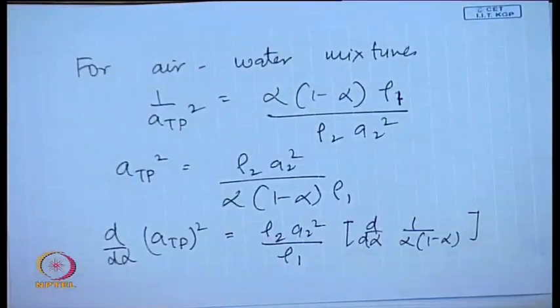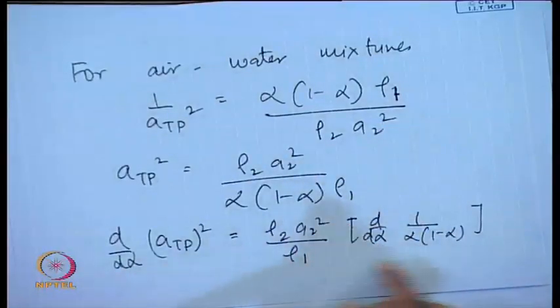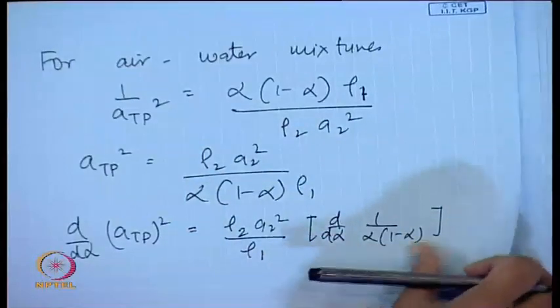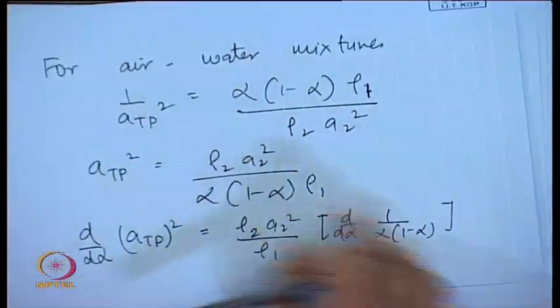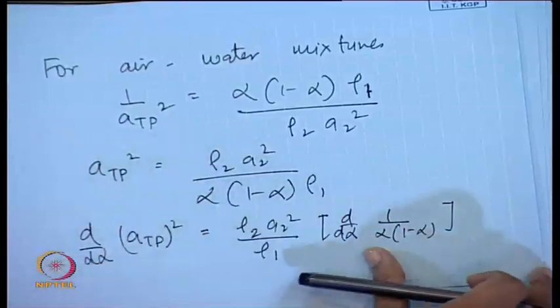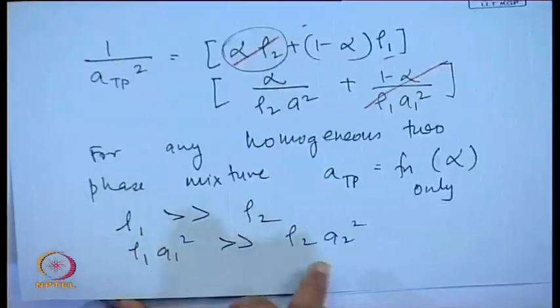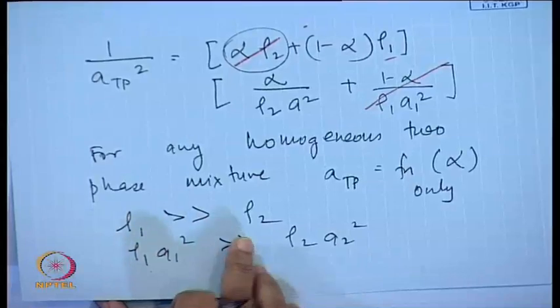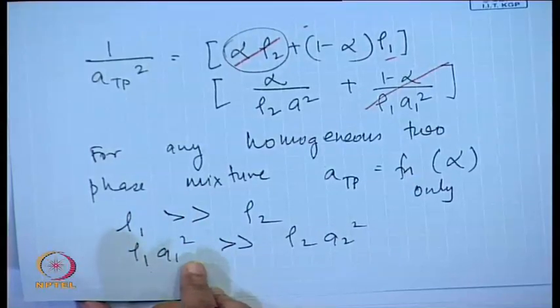Number 1 is air water system, otherwise vapor liquid system, otherwise we cannot write rho 1 is much greater than rho 2, rho 1 A 1 square is much greater than rho 2 A 2 square. This was the first approximation we had made. If you remember, from this particular expression we had reduced to this, and then finally from this expression we obtained this particular expression. So, first thing is rho 1 A 1 square is much greater than rho 2 A 2 square, rho 1 is much greater than rho 2. So, this is number 1, for air water or vapor liquid.